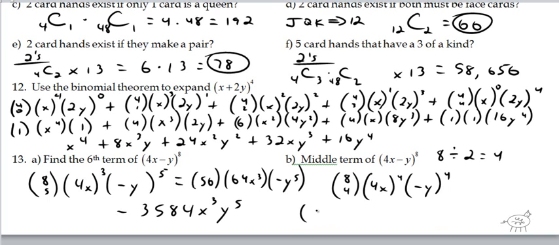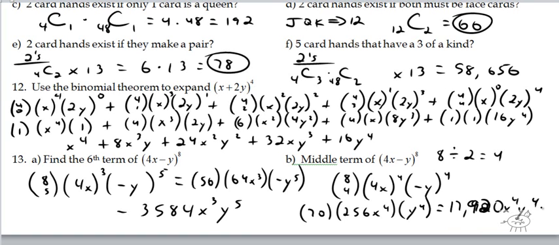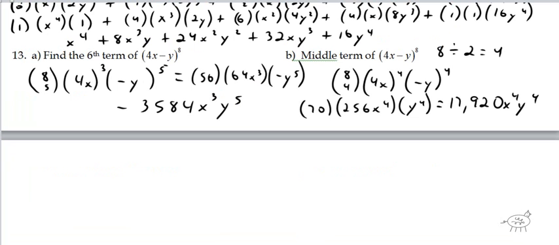You multiply it out, and you get 8C4 is 70. 4 to the fourth is 256. X to the fourth. And negative y to the fourth, again, it becomes positive. So you can either use your parentheses or just know that it's positive, and then you get y to the fourth. So your final answer for this one is 17,920. Oops, that's a 20. 17,920 x to the fourth, y to the fourth. Okay, let me move that up a little bit. Okay, there you go. I moved it up, and I also made it a little bit neater.